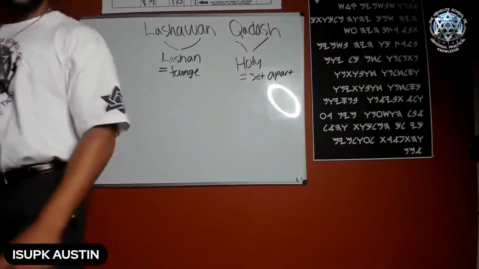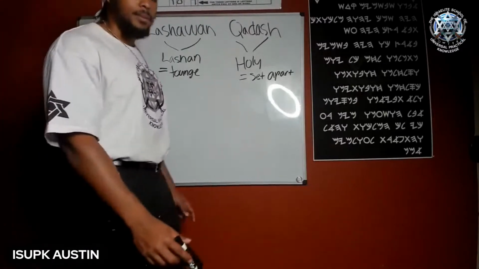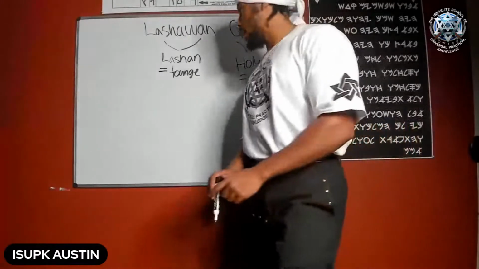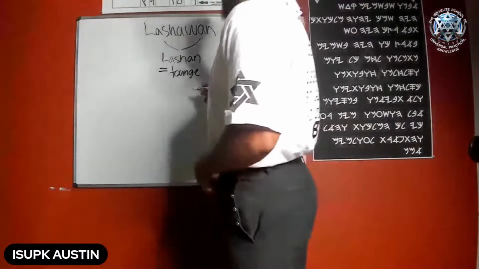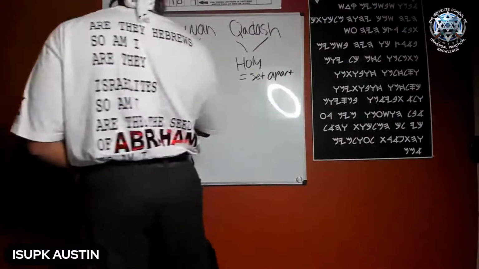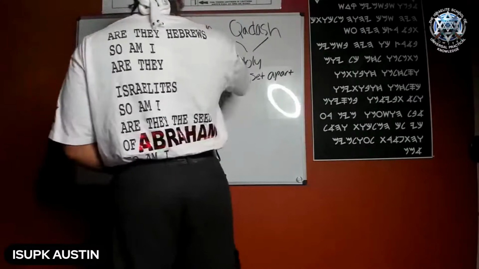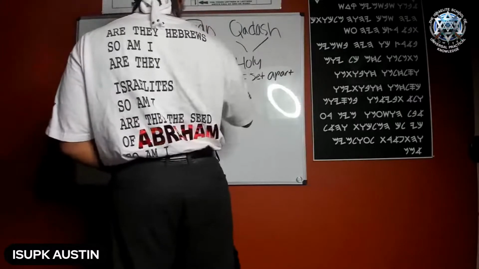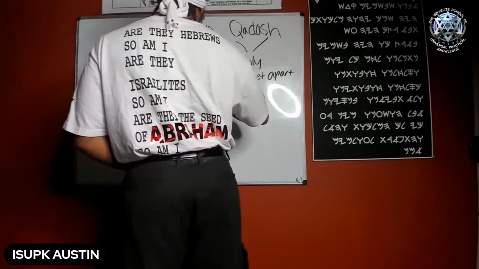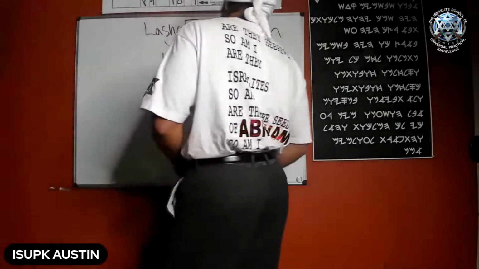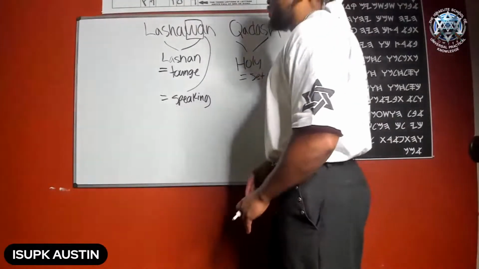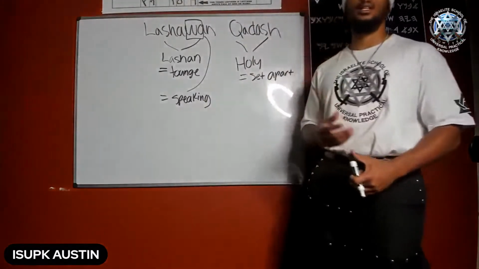Because I don't know why they use it that way, but I know the W is making it a verb. Okay, so the W is making it a verb, so it really means speaking. Speaking. Good job. This Y right here equals speaking. Speaking. Right. And that's why it's Lashawan Qadash. We are speaking as our tongue.